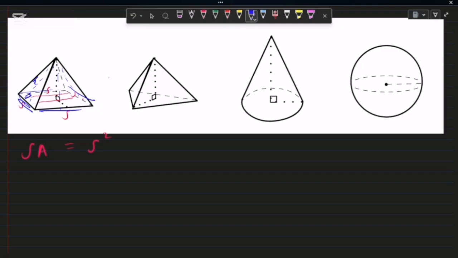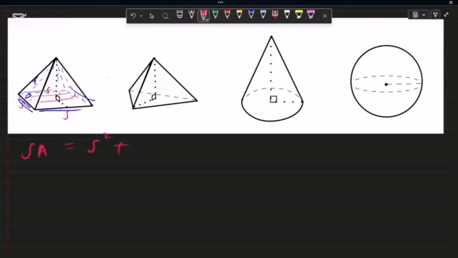So what does that tell us? It tells us that all these triangles are congruent, or all of these triangles are the same. They have the same area. Okay, because of that, we can capitalize on that or use that to our advantage.